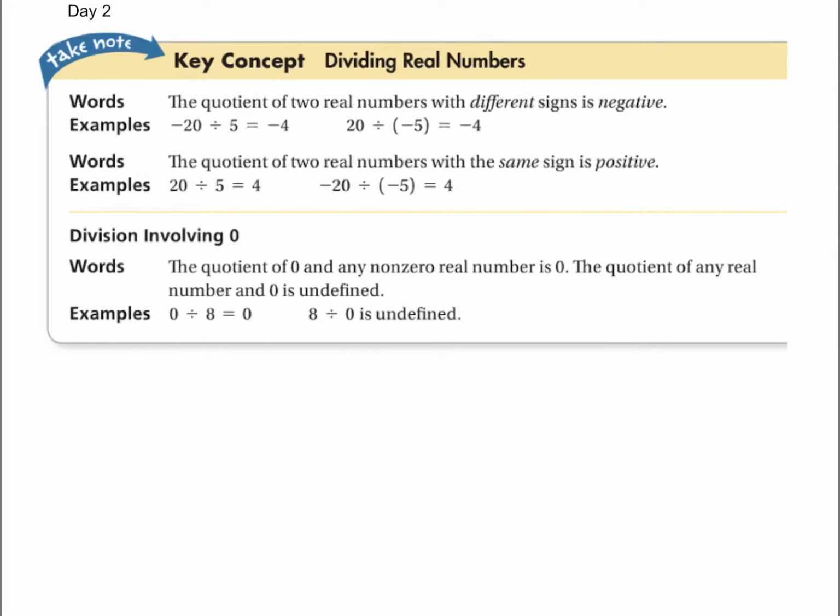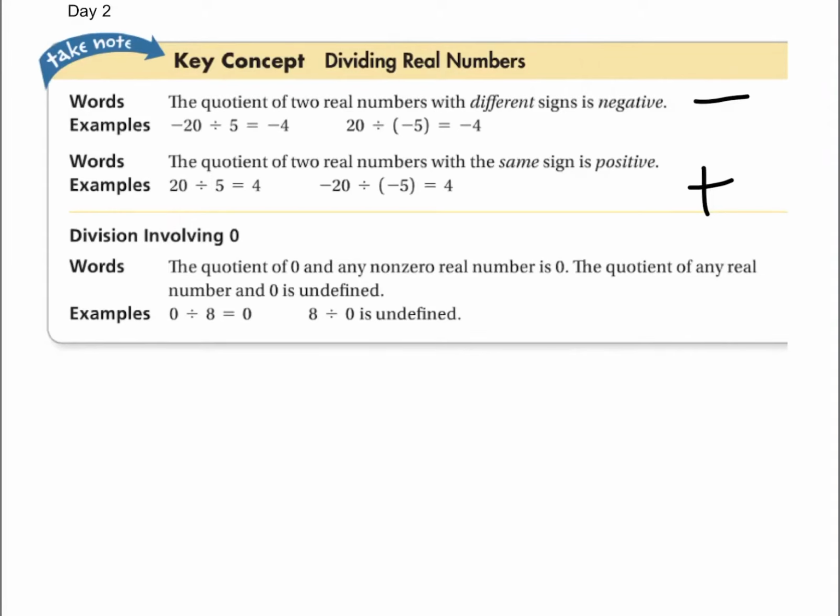Now we're moving on to dividing real numbers, and the same rules that apply to multiplying apply to dividing. If you're dividing two numbers with different signs, it's going to be a negative answer, and if you're dividing two numbers with the same sign, it's going to be positive.